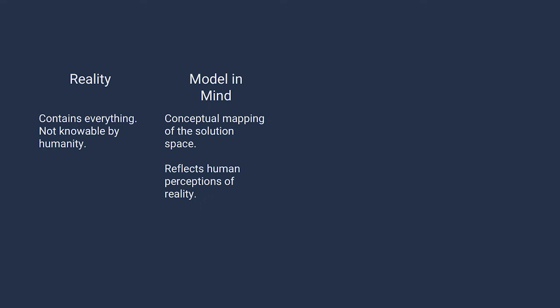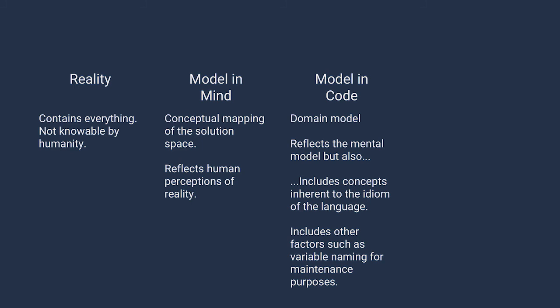We have this conceptual model of the solution space, which is derived from reality, filtered through human perception. We then turn it into code. The code is then a new model. It reflects the conceptual model, but removes any bits of it that aren't relevant to the use case. Added to that new model is the technical implementation details that are necessary to model the ideas in the language of our choosing. Finally, that source code is executed and a machine is instantiated.